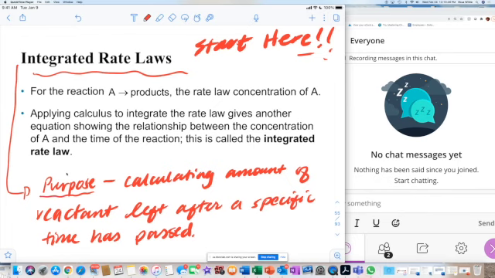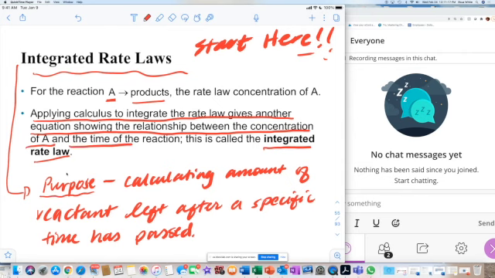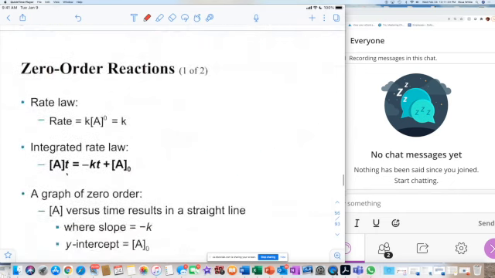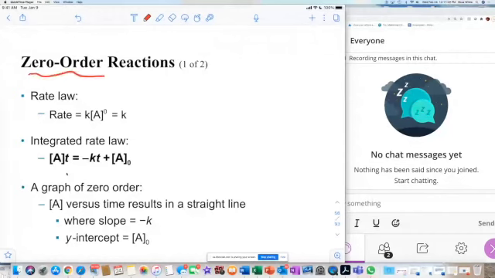As we go into this, we will use the same rate laws, but we're going to use what is called the integrated rate form, because it helps us get more information. As usual, we'll focus only on the reactant concentration, not the products. When you apply calculus to integrate the rate law that we were using before, it gives us another form of the equation that shows the relationship between the concentration of A, the reactant, and the time of the reaction. This is called the integrated rate law. Once again, we're learning this because of the purpose and the tool it provides us. So we're starting with zero order, like we did before.